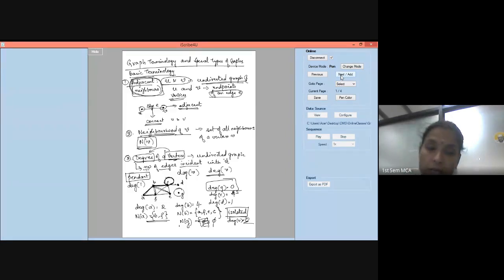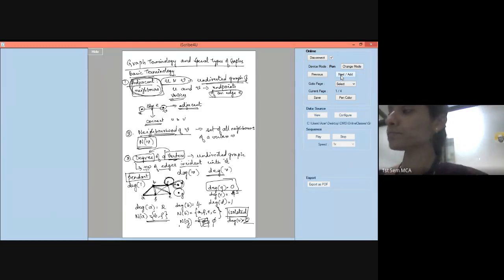Then there is one more term called pendant. Please note, pendant means any vertex which has degree 1. Then you call it a pendant. If you see here, D is a pendant because the degree of D is only 1. That's all. Clear to you all?